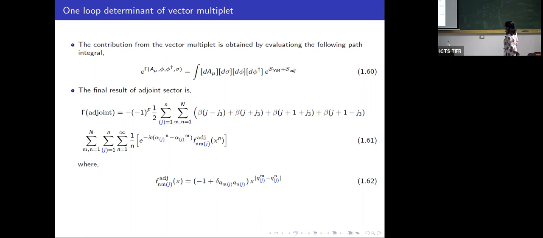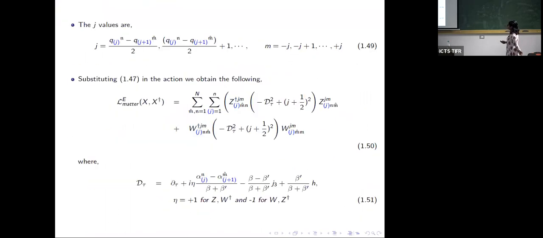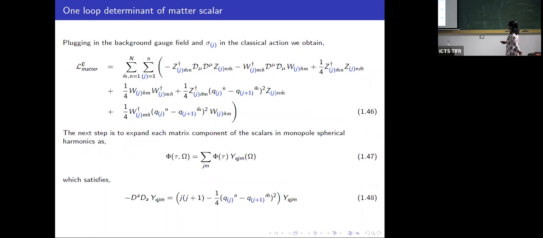So after doing so, all the contribution of the adjoint fields in the one loop determinant are given in 1.61, where f adjoint is some expression involving the charges of the Dirac monopole configuration that we found. These calculations are done in the G goes to 0 limit? Yes, G tending to 0 limit only. Yeah. So we are considering only the interaction that survives in the G tending to 0 limit.